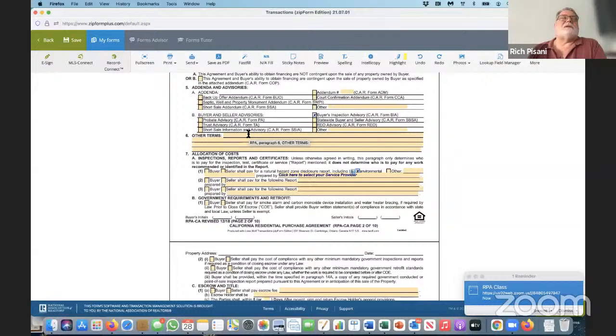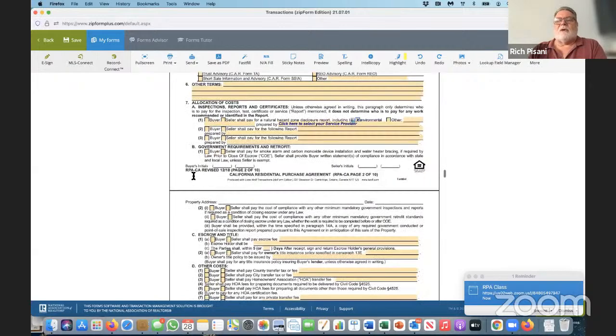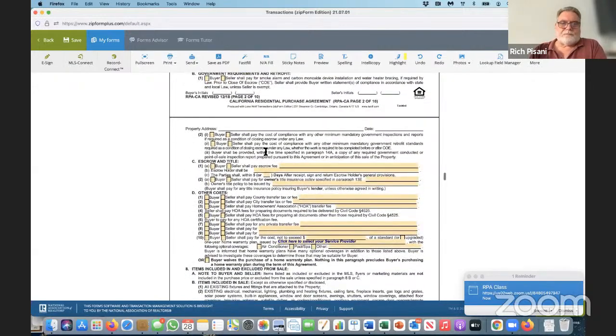There's other language. Instead of figuring it out here, there is a great C.A.R. legal note. Just go to car.org and, with the little magnifying glass, search for appraisal. I think they give you some great wording there. So, all right.